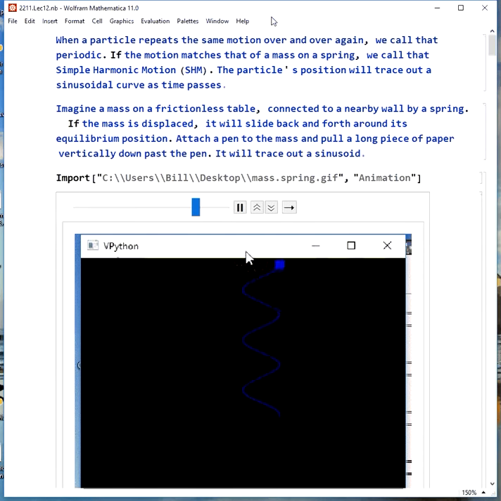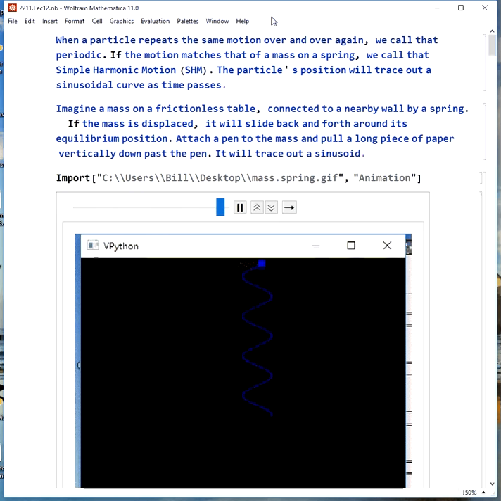When a particle repeats the same motion over and over again, that's periodic. However, if it moves the same way that a mass on a spring would move, that's simple harmonic motion. If you imagine putting a mass on a frictionless table, attach it to a spring that's connected to the wall, and let it slide back and forth, it will be moving in simple harmonic motion.